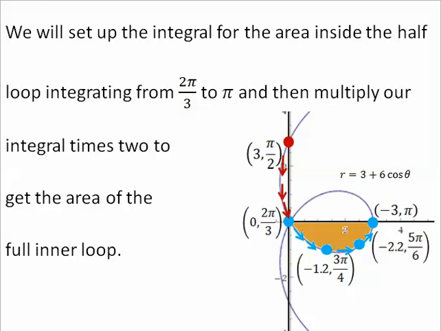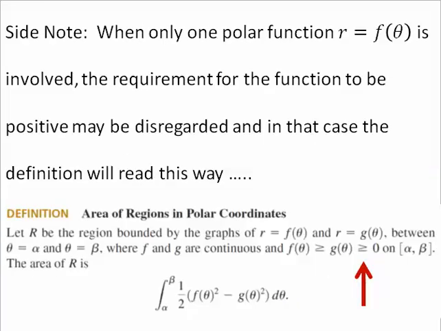Now perhaps you're feeling a little uncomfortable right now, and that may be due to the definition that's in the book. The definition in the book requires that the functions be positive, but you may notice if you look at the margin of the book where this definition is, that this requirement of the functions being positive or 0 is only when I'm trying to find the region bounded by two graphs. If I'm finding the region inside just one graph, when only one polar function is involved, the requirement for the function to be positive may be disregarded. And in that case, the definition will read this way.